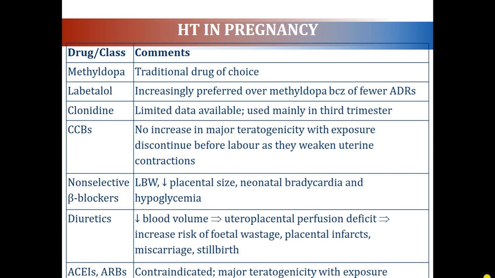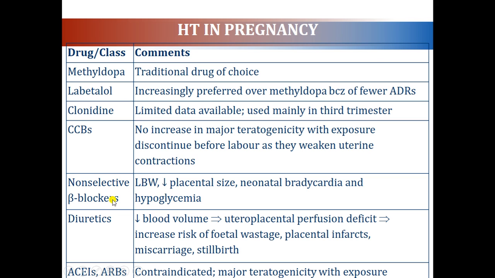So with the drugs for hypertension in pregnancy, methyl-dopa is the drug of choice. It is traditionally given as 250 mg 4 times a day. Labetalol is increasingly preferred over methyl-dopa because of fewer side effects. Clonidine has very limited data available, but it is used mainly in the third trimester. Calcium channel blockers do not show any major teratogenicity with exposure. Discontinue before labor as they weaken the uterine contraction.